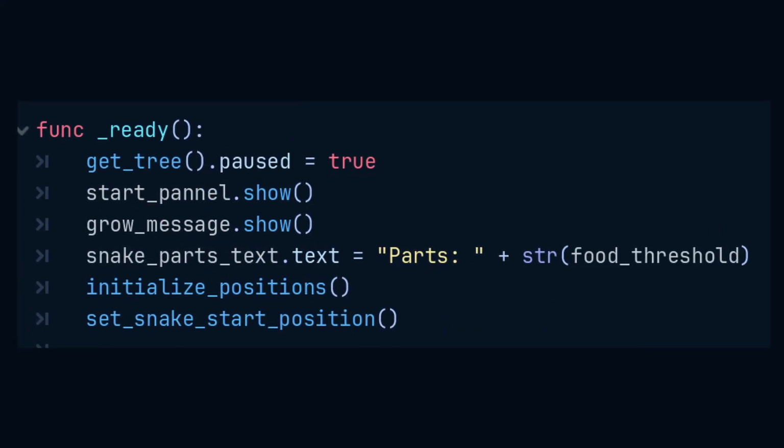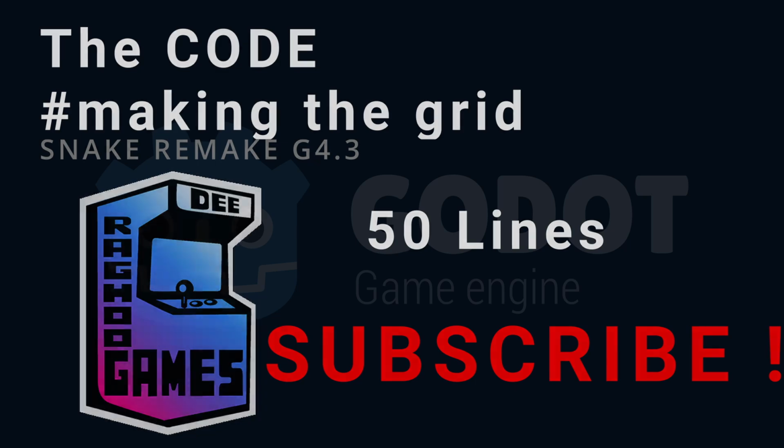Then I need to update the snake parts text that shows the total number of parts the snake must have, that is, food to be eaten, before the shrink food will be spawned in the game. I will need to call two functions, initialize positions and set snake start position, which we will look at next.